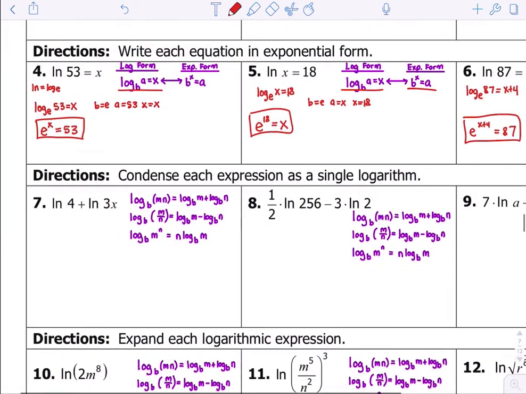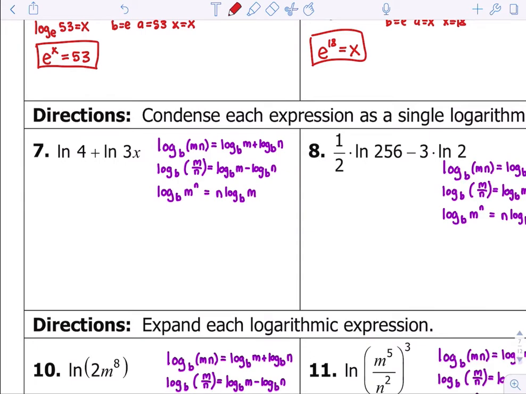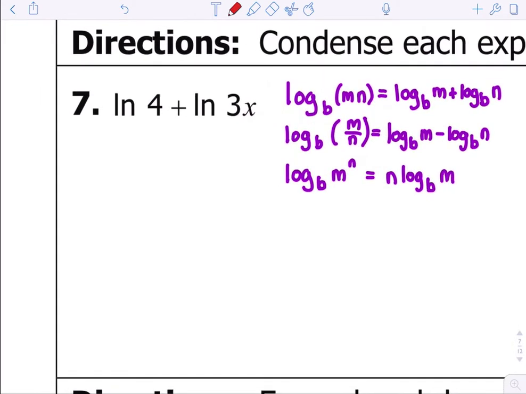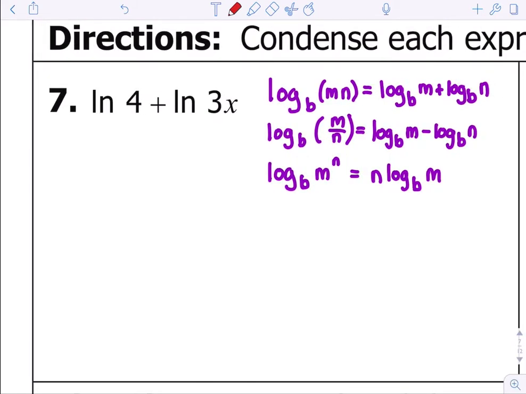All right, 7. So this is just condensing into just one natural log. When you do this, just remember natural log is the same thing as log base e. So our product, quotient, and power rules for logs still work for natural logs. So basically natural log, and there's a plus. So it's product rule. So ln of 4 times 3x is simply ln of 12x.